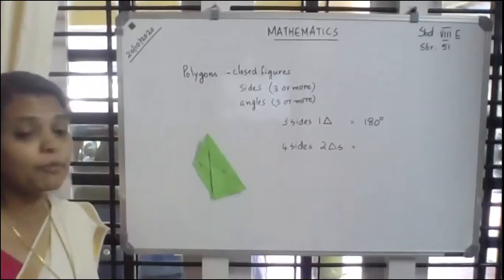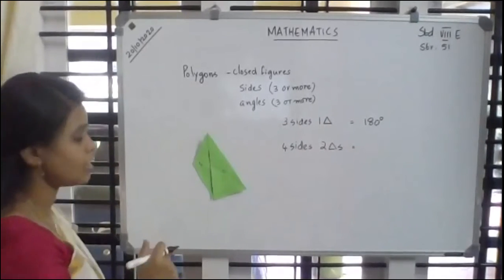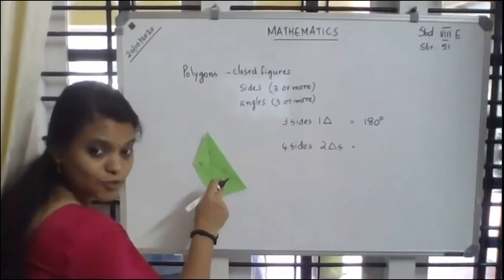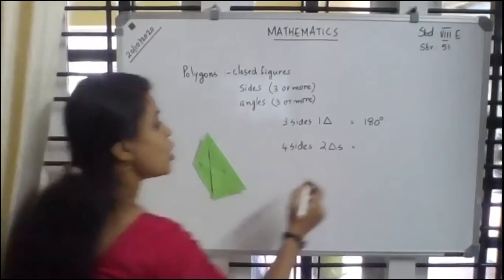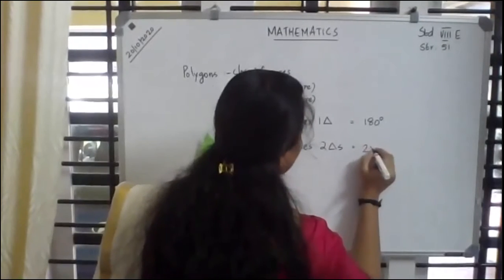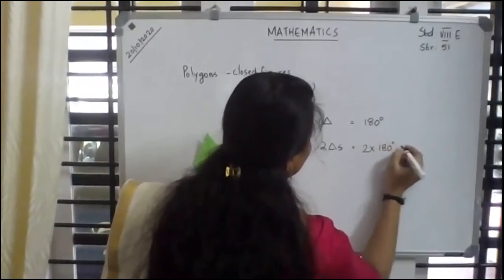Now, what can you say about the sum of the angles of this figure? This triangle has 180 degrees. This triangle has 180 degrees. So, the sum will be 180 plus 180, that is 2 into 180, 360 degrees.